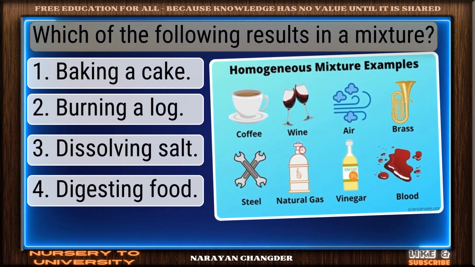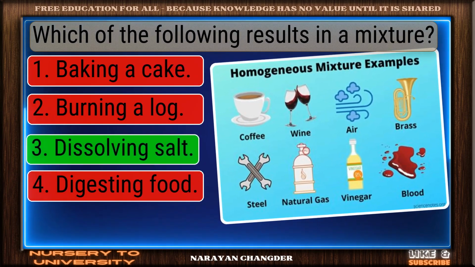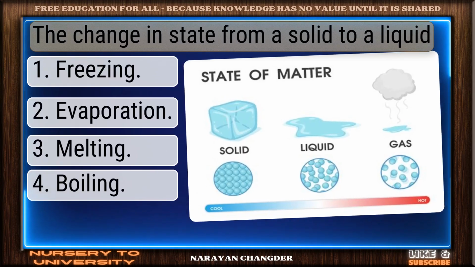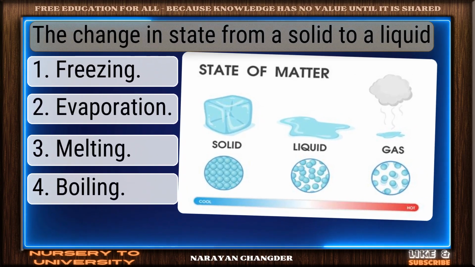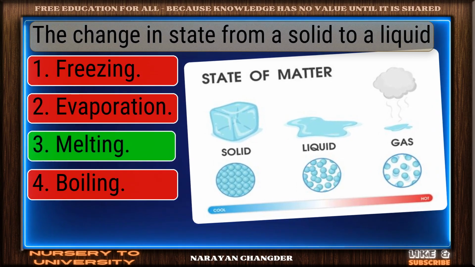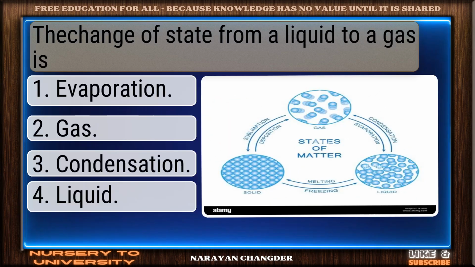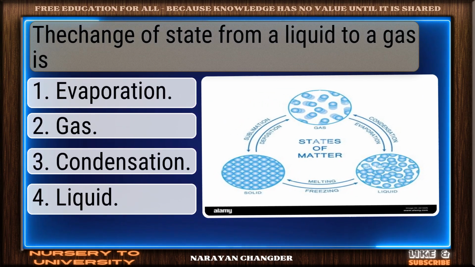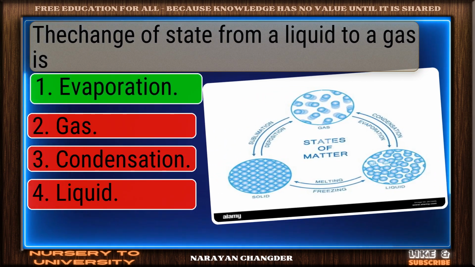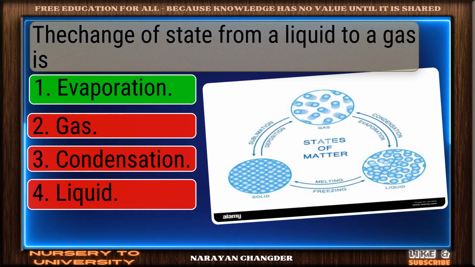Which of the following results in a mixture? Smart move. Dissolving salt is an accurate answer. The change in state from a solid to a liquid. Correct response. Melting is the most accurate answer. The change of state from a liquid to a gas is. Nice work. You chose evaporation, and it is correct.